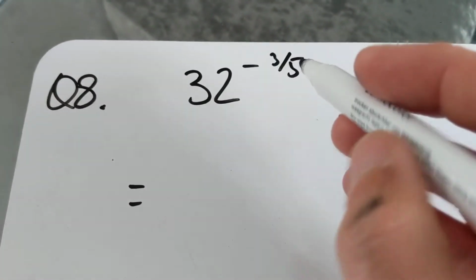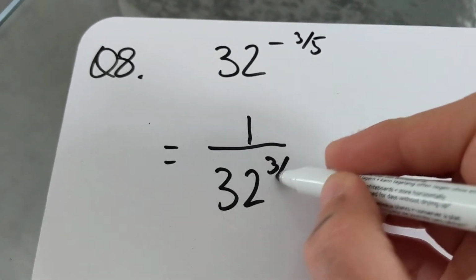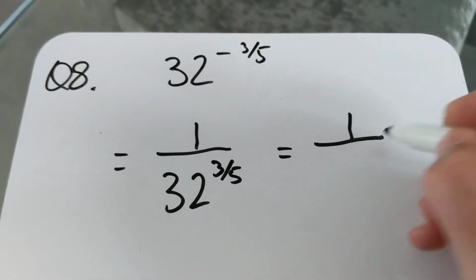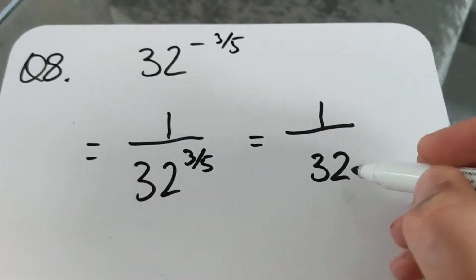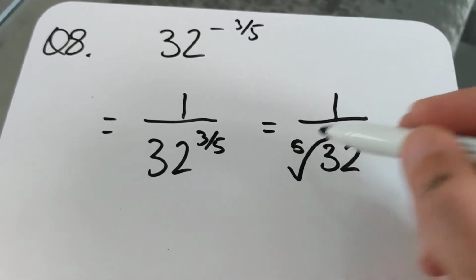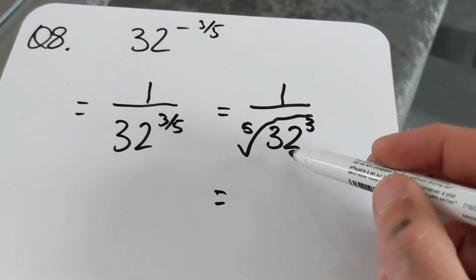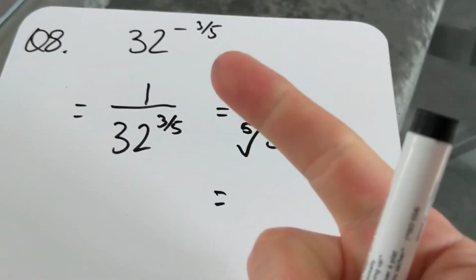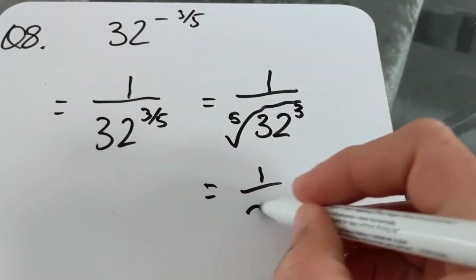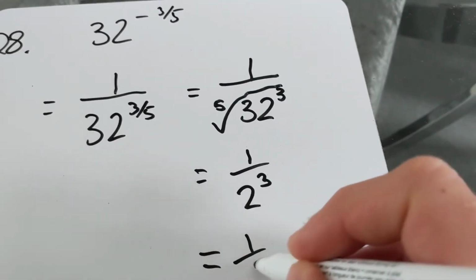If something's got a negative power, it means it's on the bottom of a fraction. So this is the same as 1 over 32 to the power of 3 over 5. Okay, and when you've got a fractional power, the top number in the fraction is the actual power, and the bottom number is your root. So what we're really thinking of is what number times by itself 5 times gives you 32. 2 times 2 times 2 times 2 times 2. So it's 2. So it's the same as 1 over 2 cubed, and then 2 times 2 times 2 is 8, so your answer is 1 over 8.